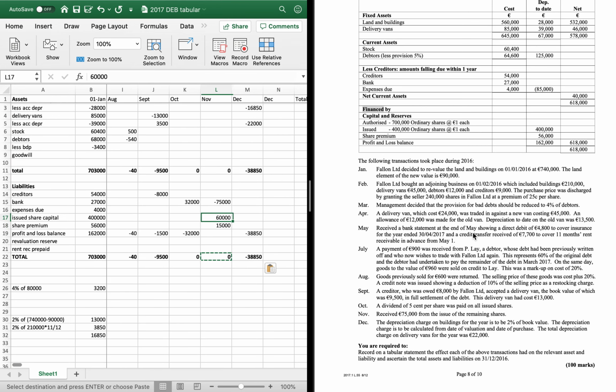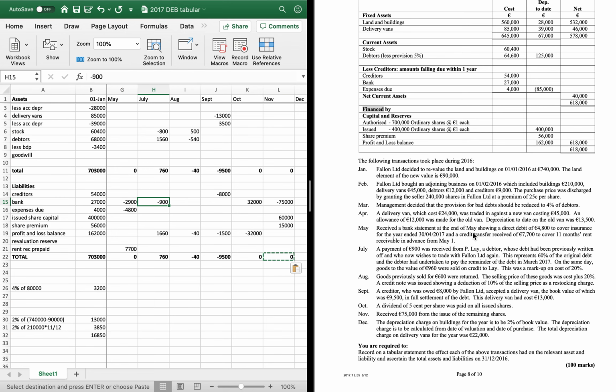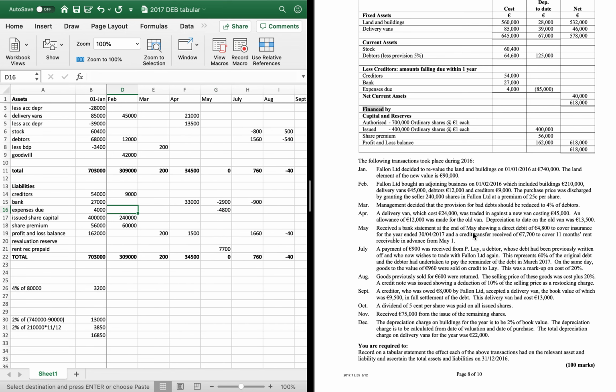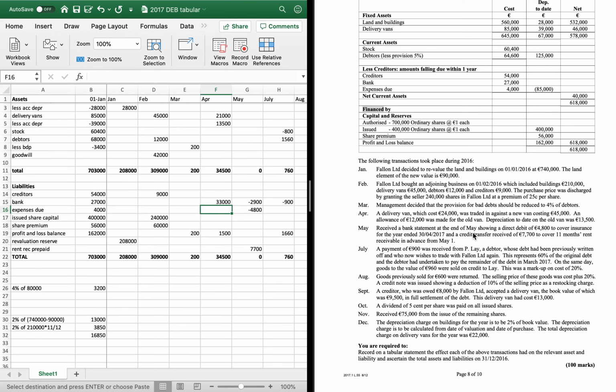Now, however, of the 4,800, 4,000 of it is for last year, because there was an expense due at the start of the year. So in effect, we've only paid €800, and that 4,800 brings us all the way up until the 30th of the 4th. So there should in effect be a rent prepaid at the start of the year. So 4,800 is €400 a month.